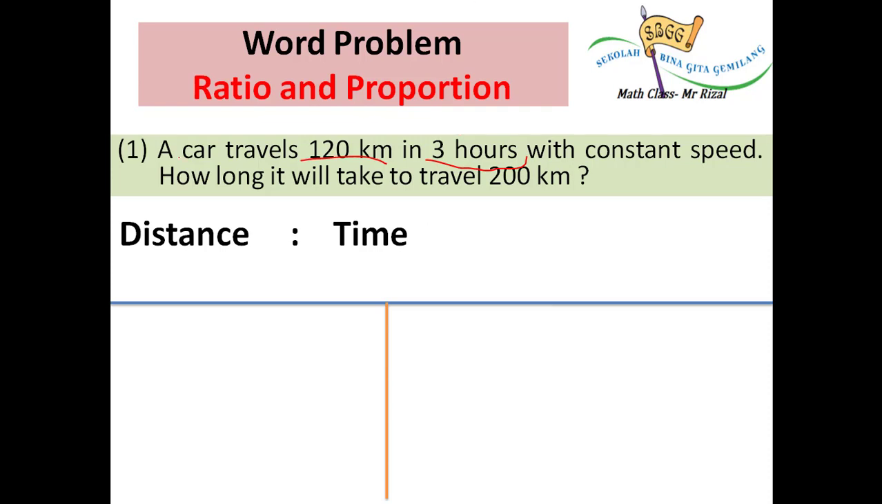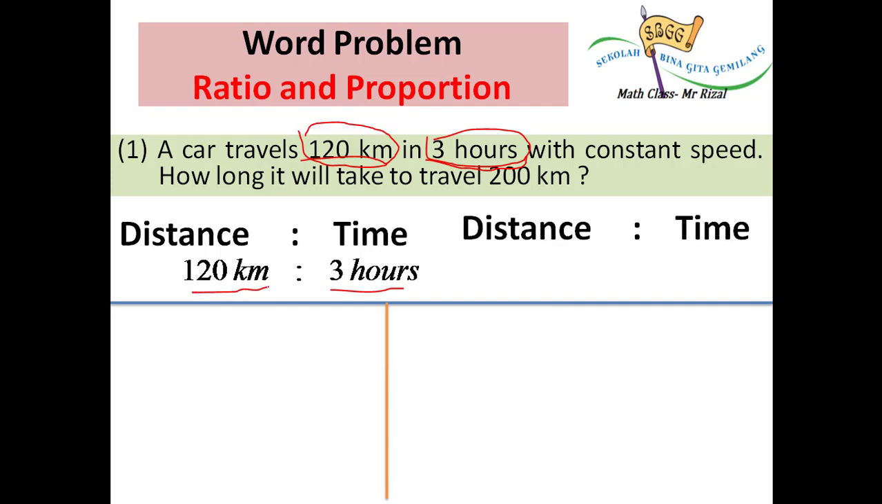With the question here, we can see that the distance is 120 kilometers and the time is 3 hours. Okay, so we write here 120 kilometers and 3 hours. Okay, and then on the other side, you have to label also distance and time. Why must you label? So that you will not forget what the number is for.